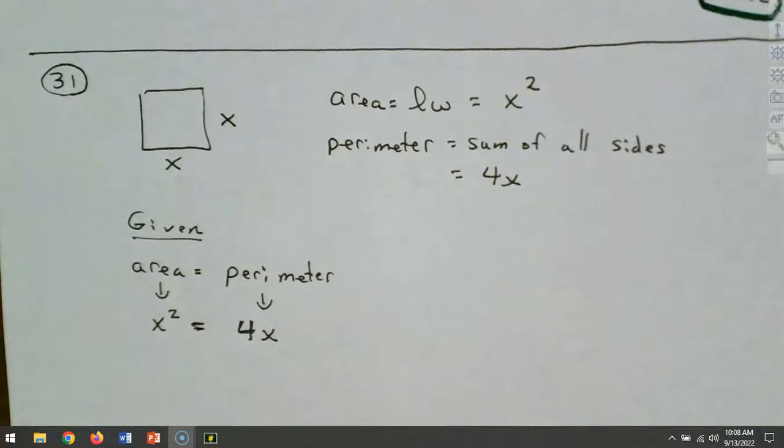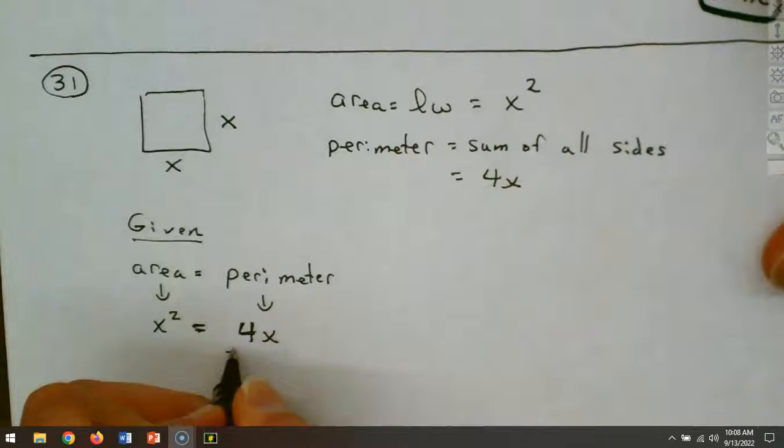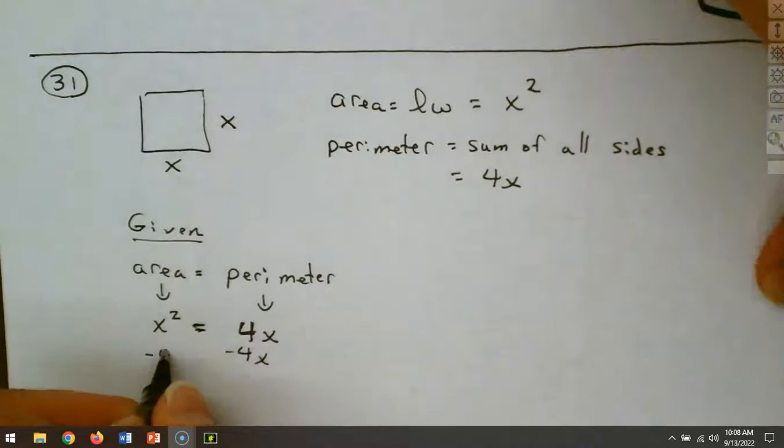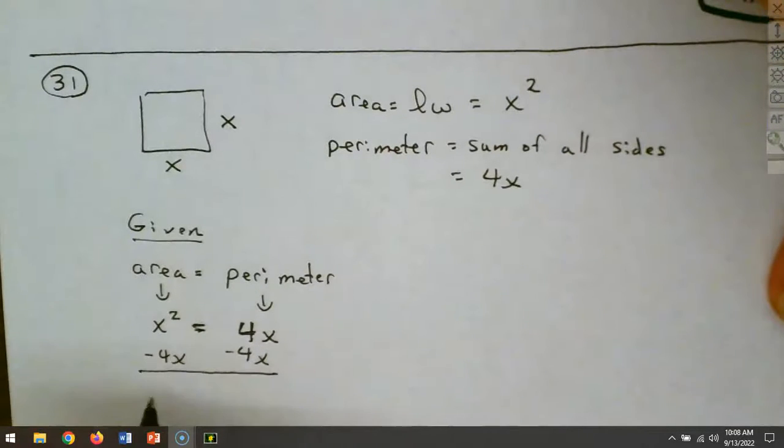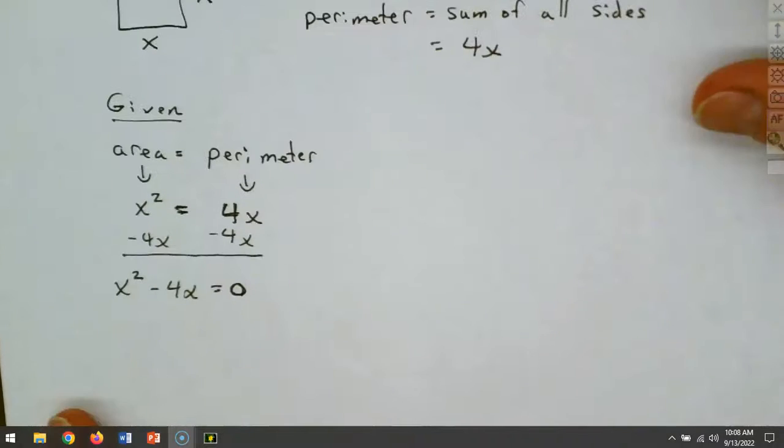Now we should be able to set this to 0 and solve it. Now again, we may get two solutions, but there may only be one that actually works. So we're going to set this to 0, and in this case, we're going to factor. So move that 4x over. And now we've got x squared minus 4x equals 0. And what can I factor out of here?